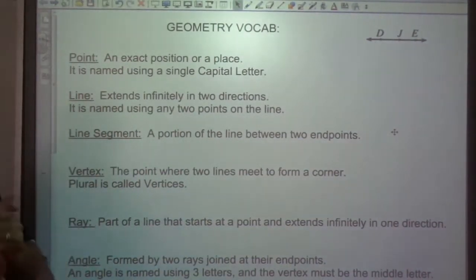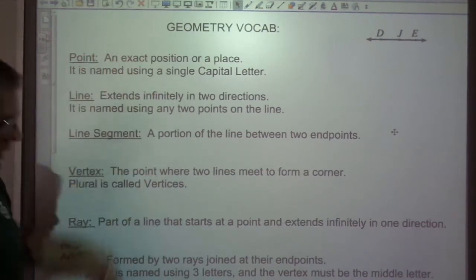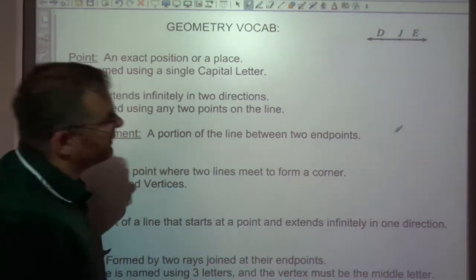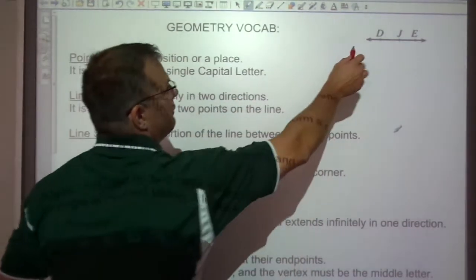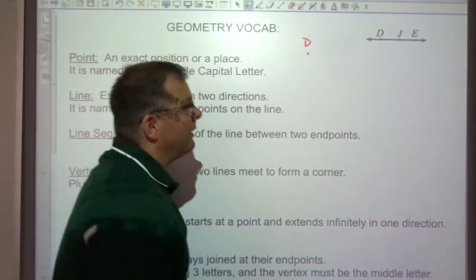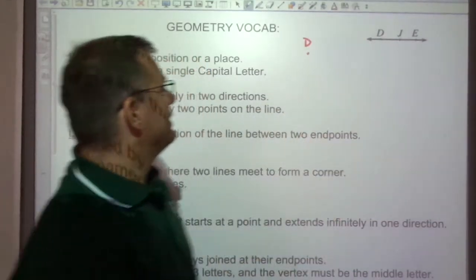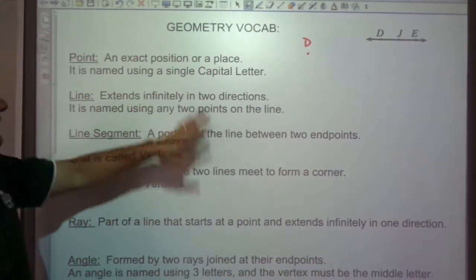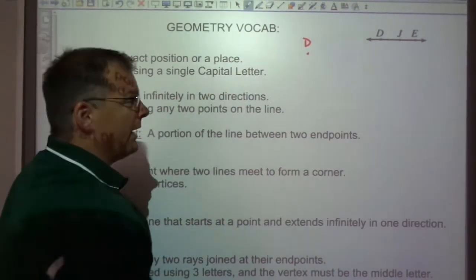We're going to look at a bunch of terms that you probably already know, but we want to make sure that we're on the same page with things. So first of all, a point. A point is an exact position or a place. So for example, something like this. If I just wanted to represent this point, I would just say point D. Okay? It's just that place, it's no place else. We always use a single capital letter to represent that.